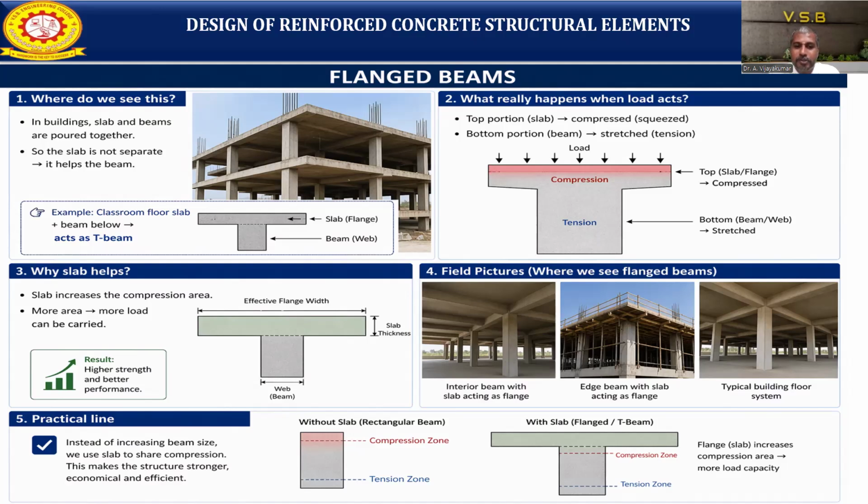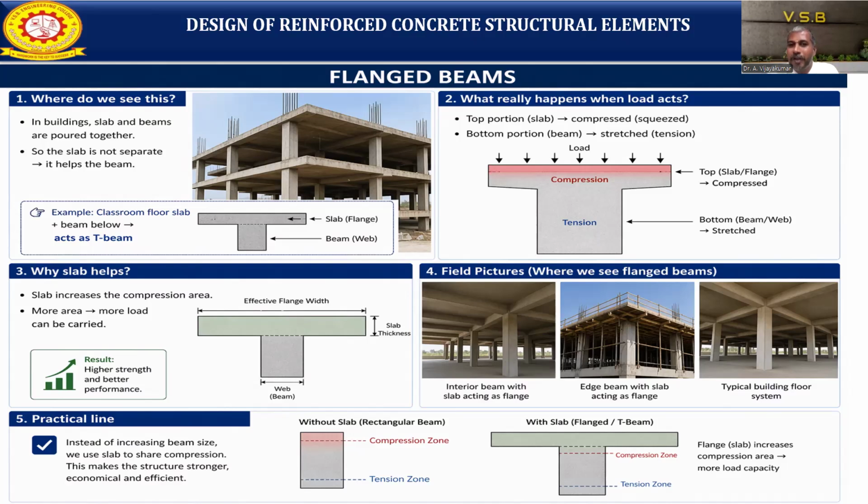So the first one, without slab, what will happen? Anyway, the top will be the compression zone and the bottom will be the tension zone. When you look at the T-beam, with monolithic construction, the compressive area will be increased. That means the compressive zone will be increased. So when your compressive zone increases, automatically the load carrying capacity also will be increased. This is the main advantage of the T-beam or the flanged beam when compared to normal beams.